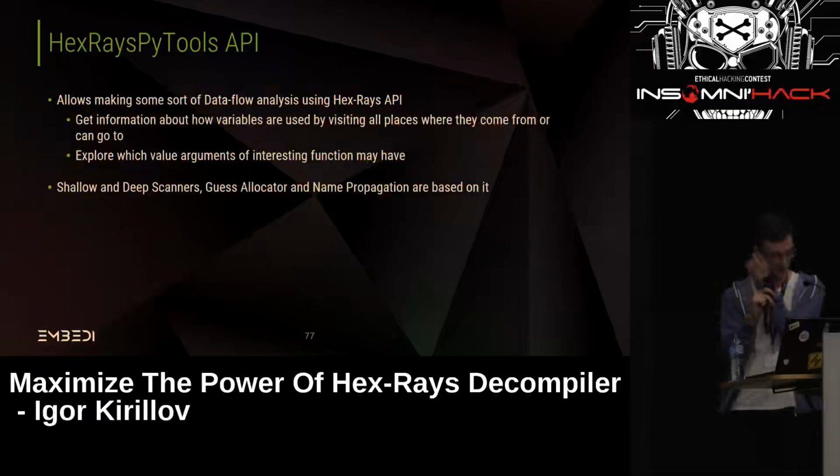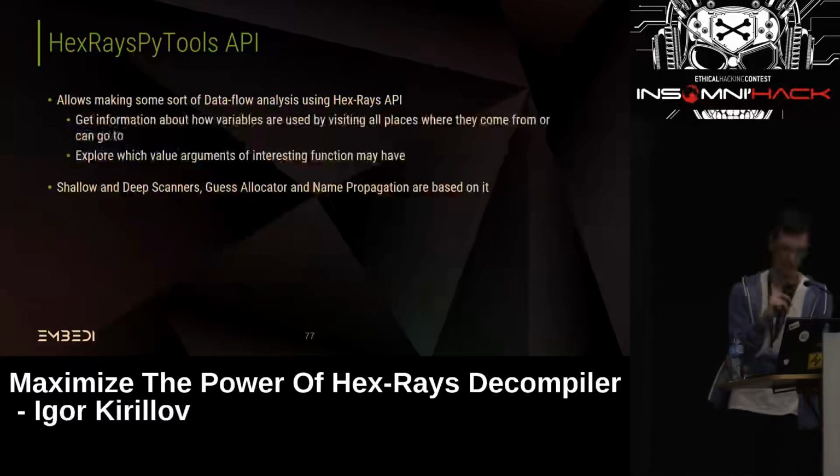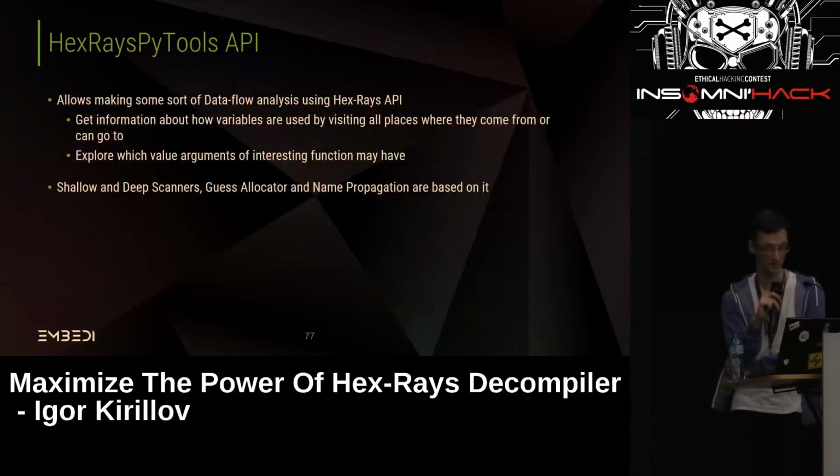In my experience, it's mostly helpful to analyze which values function arguments can get. For example, I had a device where snprintf had the same buffer for input and output. And I needed to find all places in the code with those conditions in order to understand whether I can trigger it without authentication. And using this API, it is much easier than writing a script with the Hex-Rays API from scratch.